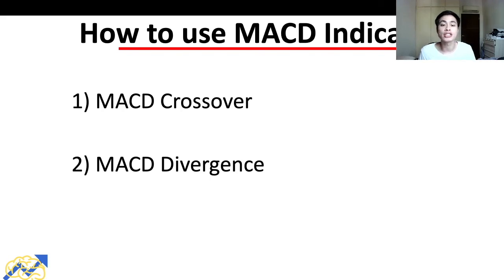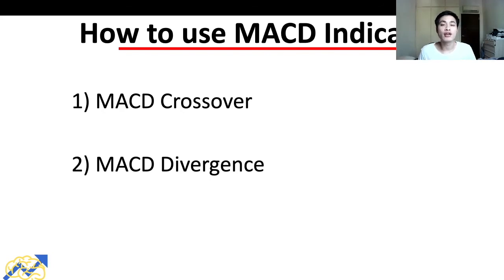And for the second strategy, the MACD divergence strategy, a buy signal is generated when there is a bullish divergence. And a bullish divergence takes place when the stock price is declining while the MACD is rising. And a sell signal is generated when there's a bearish divergence. And a bearish divergence takes place while stock prices are increasing while the MACD is decreasing.